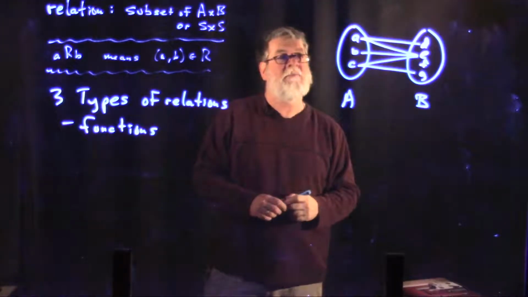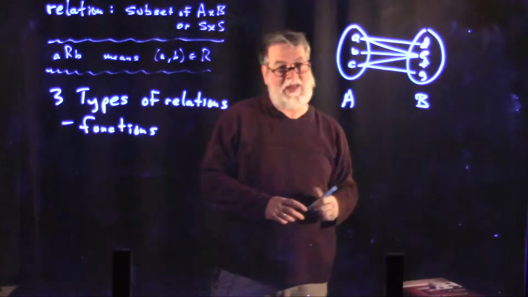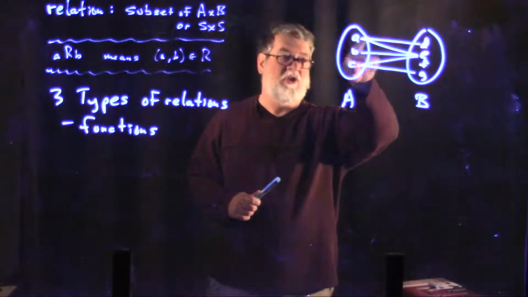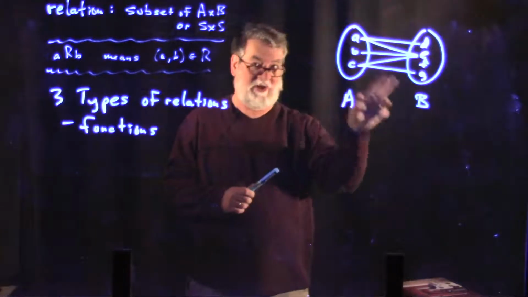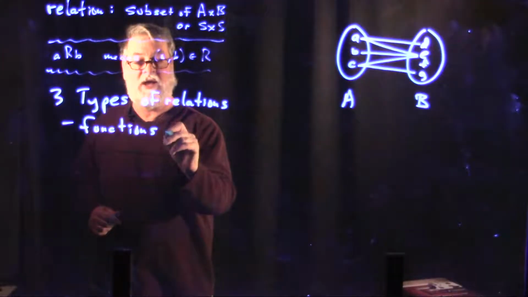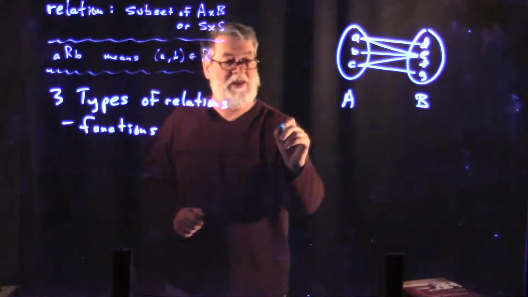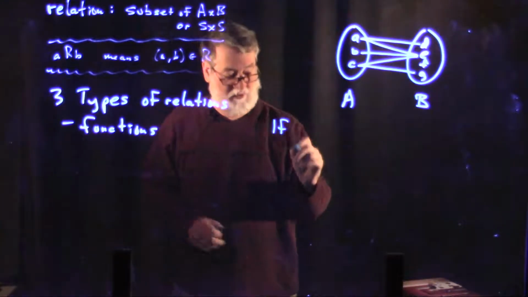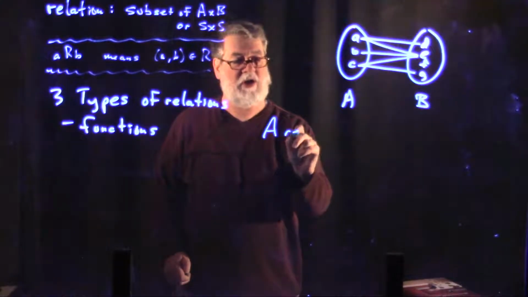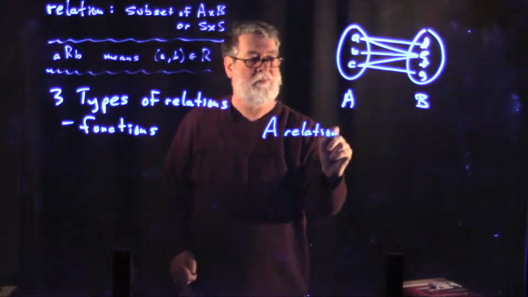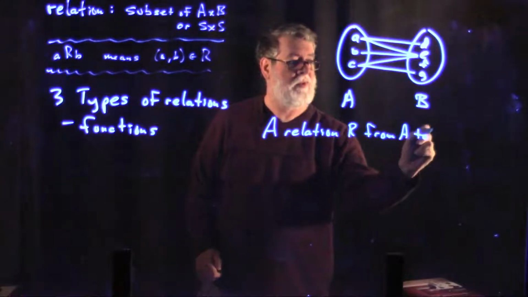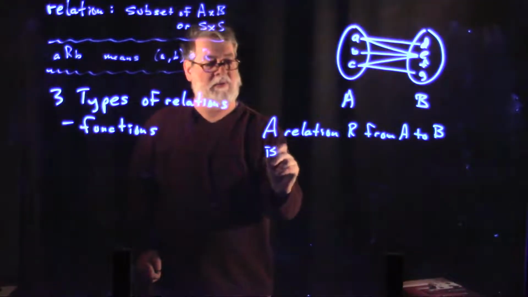All right, this is not a function. And the reason it's not a function is because the rule for a function is that anything on the left can only be related to one thing, it has to be related to exactly one thing on the right. So a function is, let's put it this way, a relation R from A to B is a function.